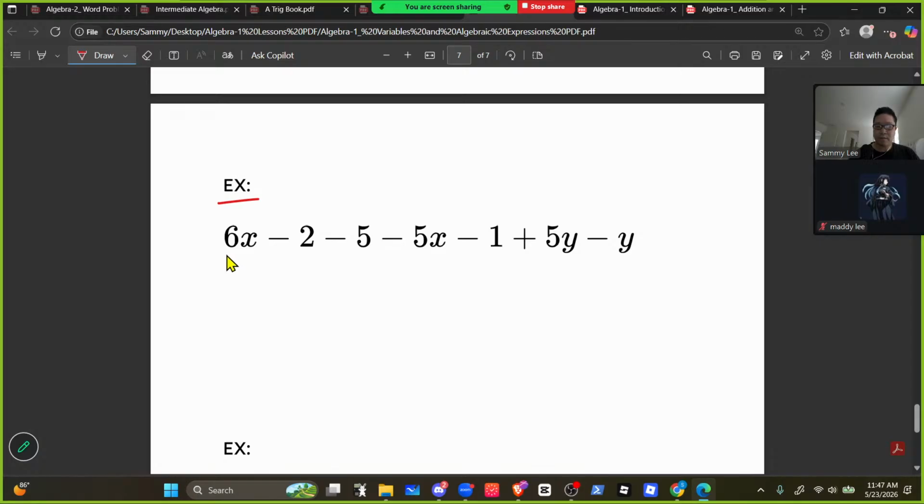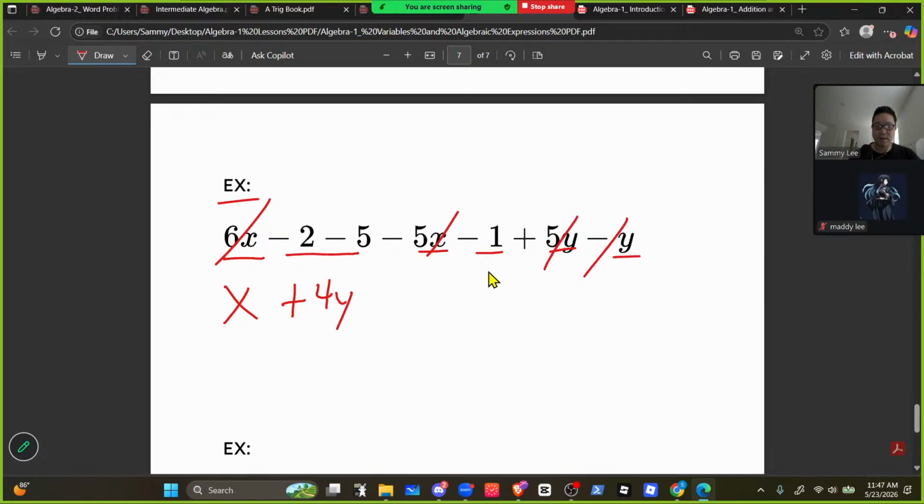So the like terms here are 6x, 5x, and then 5y, y, and then these are your constants. So let's combine them. We have negative 5x and positive 6x. That's going to give us x, okay? And as soon as you combine like terms, you want to cross them out so it's easier to track what's happening. And then positive 5y minus y is going to be positive 4y.